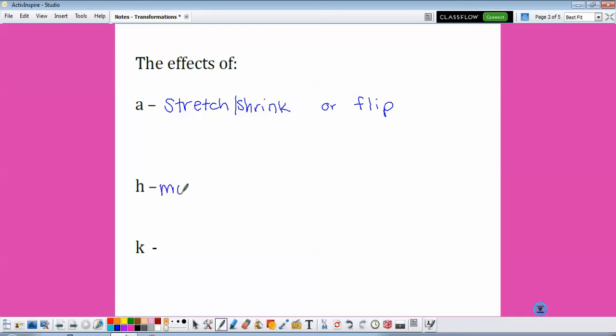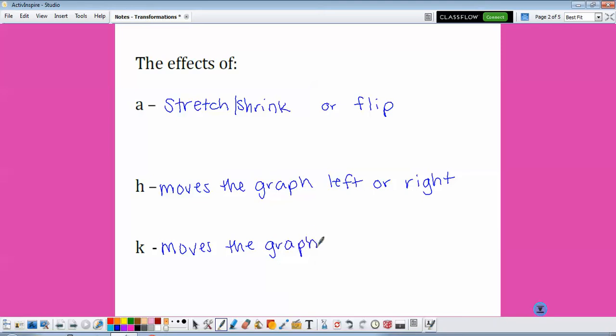H moves the graph left or right, which is horizontally, so think H horizontal. K moves the graph up or down.